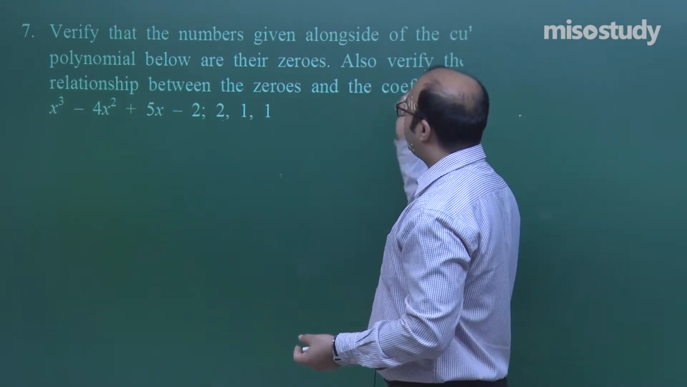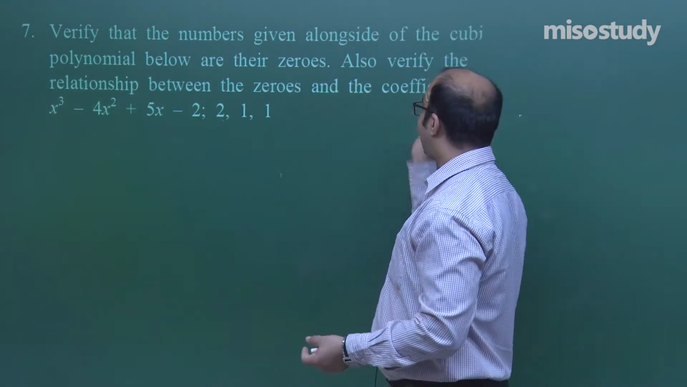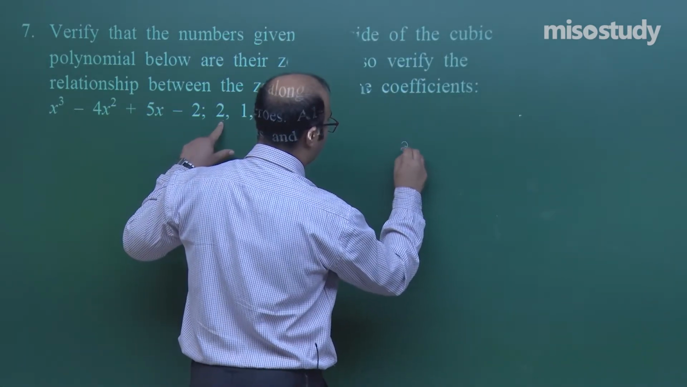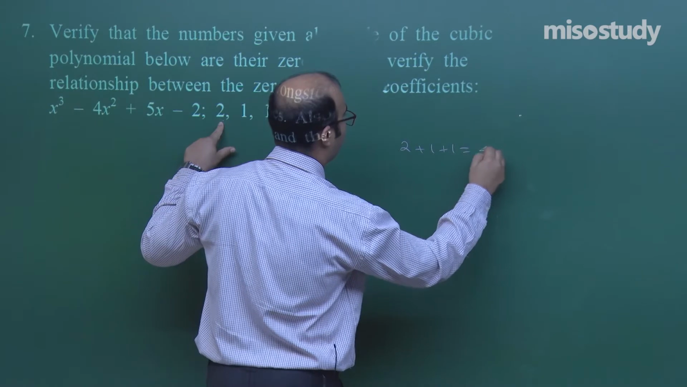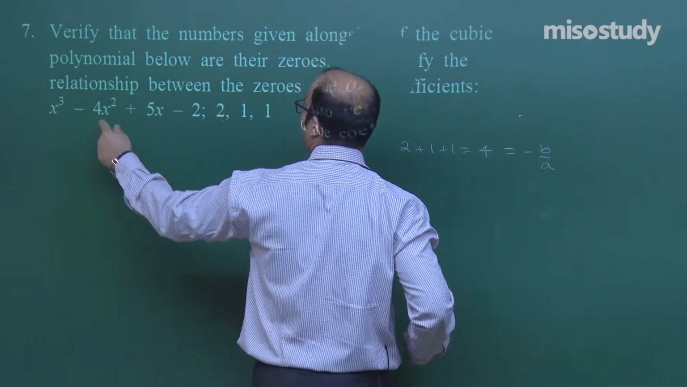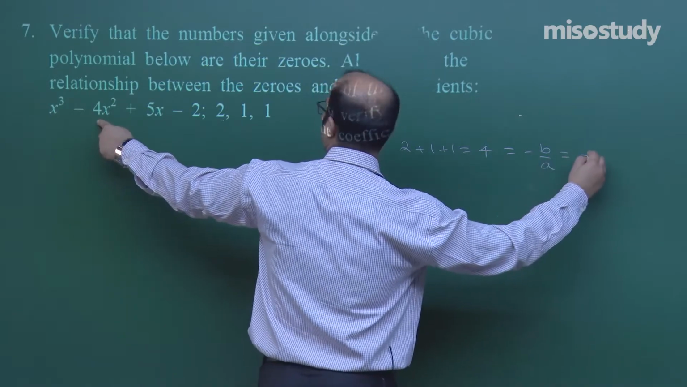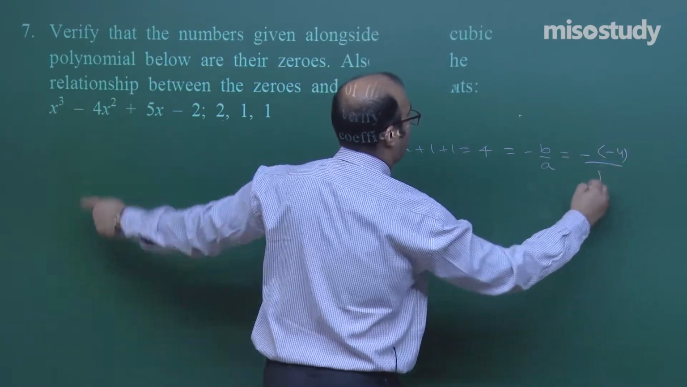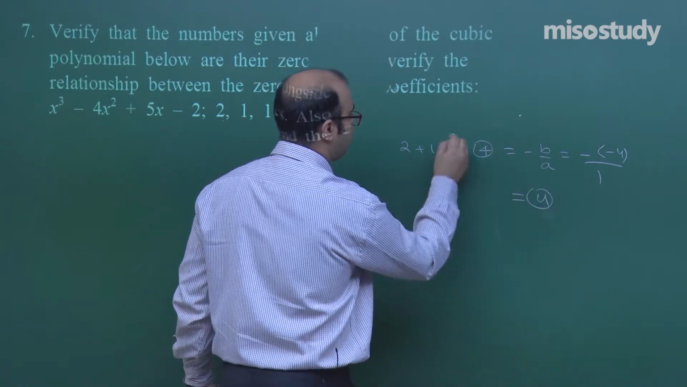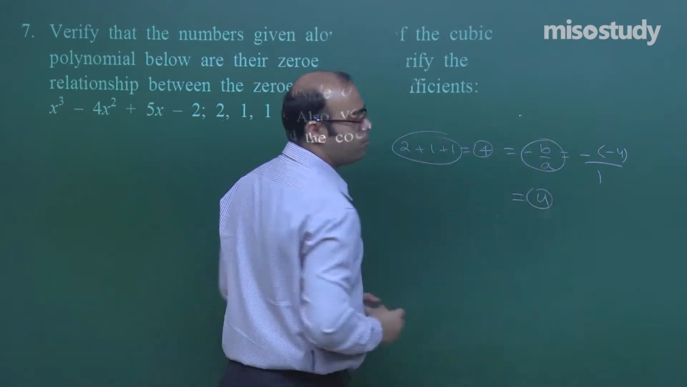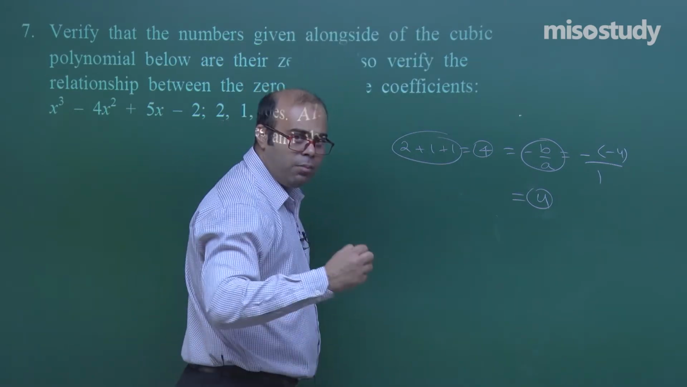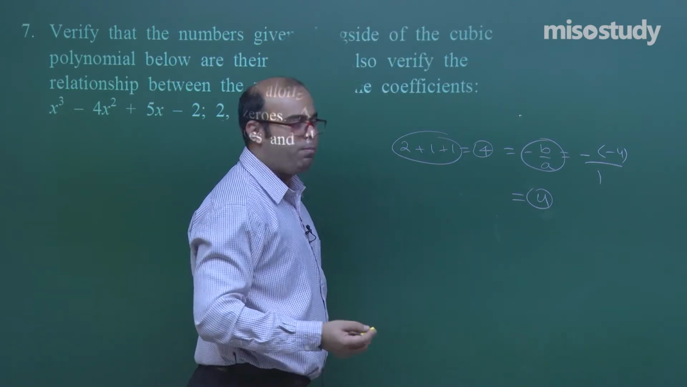Further we will also verify the relationship between the zeros and the coefficients. So first we add the zeros, 2 plus 1 plus 1 is equal to 4, that should be minus b by a. So is this minus b by a? If we observe, minus of minus 4 upon 1, which is actually 4. So this 4 and this 4 are the same, so the sum of the roots equal to minus b by a is correct.